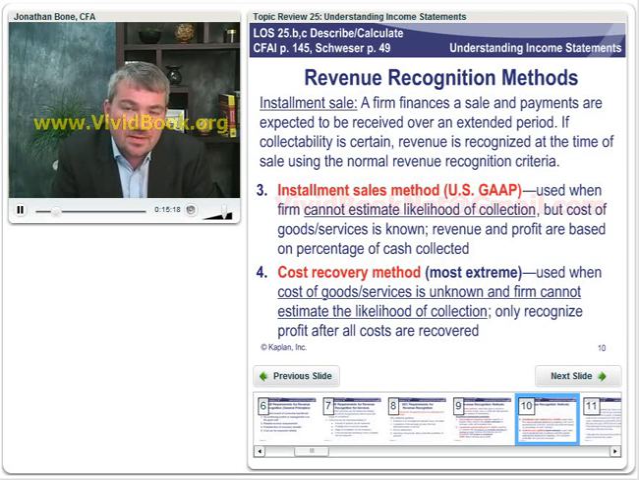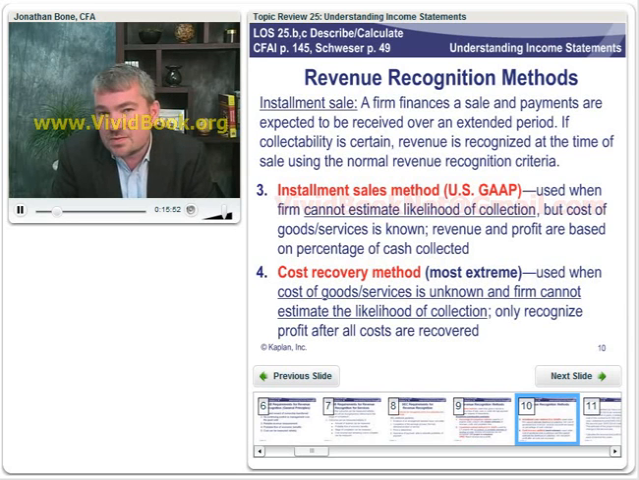So let's look at the installment sales method first, used under US GAAP. It's used when the firm cannot estimate the likelihood of collection. So you're not sure whether the customer will meet the cash flows or pay you when the installments are due. So notice you don't know whether they're going to pay you, but you do know overall the costs of goods and services that you've provided. So what we're going to do is bring in revenues in proportion to the cash we've received to date, and we're going to bring in costs in proportion as well to the cash we've received to date.